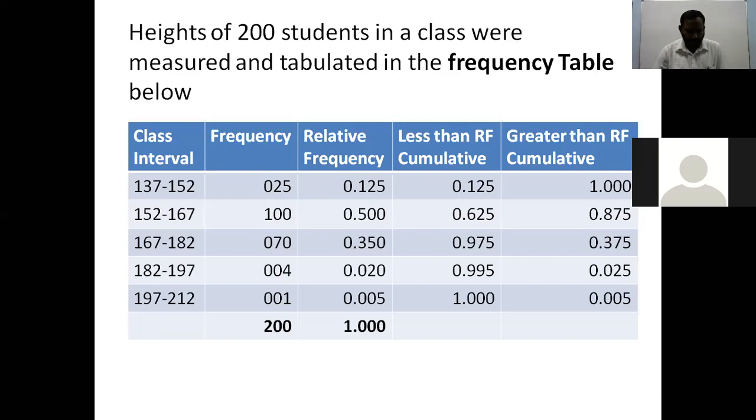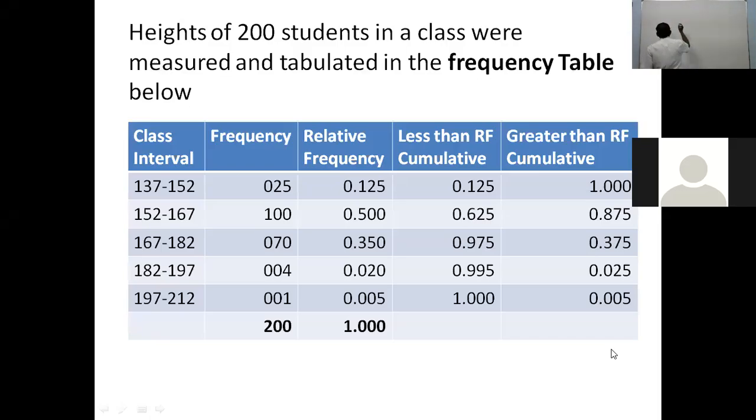Right, now let's look at what is relative frequency. What is relative frequency? Right, so we need some information on that as well. So we have the first category, we have how many students? 25 students. The second category, we have 100 students. The third category, we have 70 students. In the fourth category, we have 4 students. And the last category, we have 1 student. Altogether, we have 200.